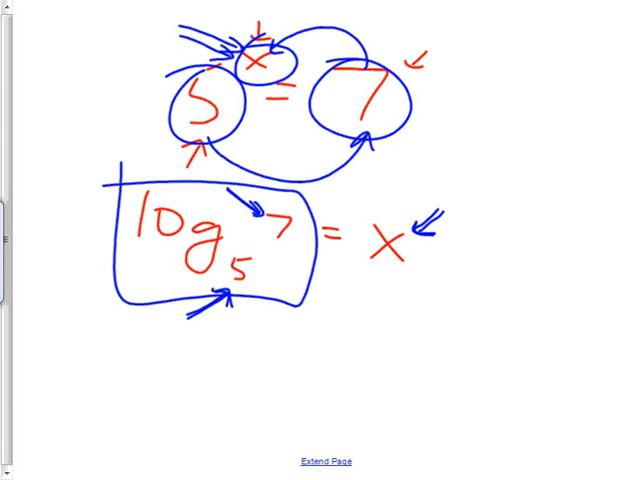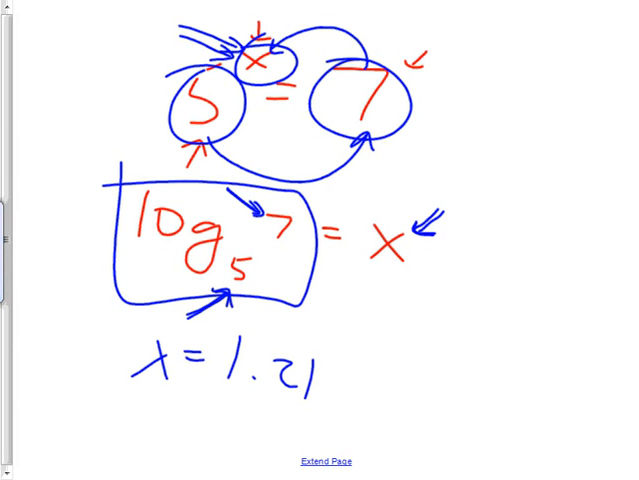Now, if you type it in the calculator, you're going to get about 1.2. How do you put it in? You put in log 7 divided by log 5. Try it. Grab your graph calculator. I'm going to pause for a second while you do that. Okay, so type this in. You go log 7 divided by log 5. I get around 1.21.